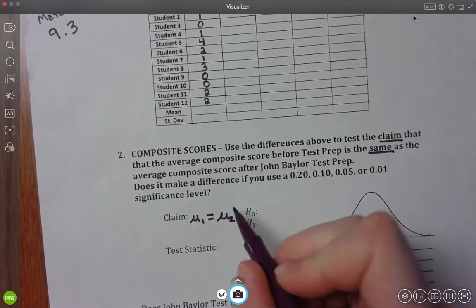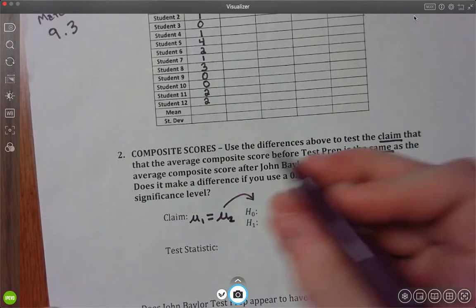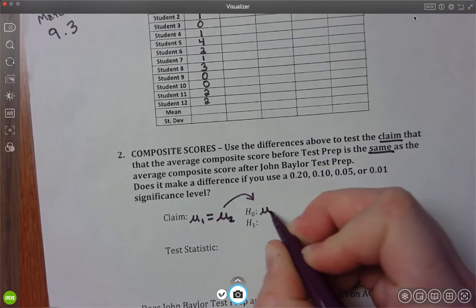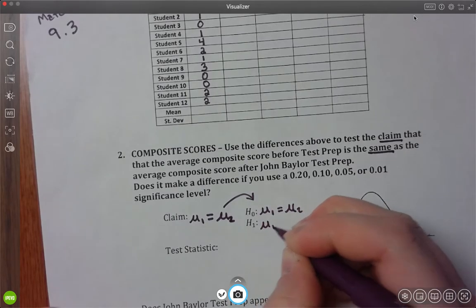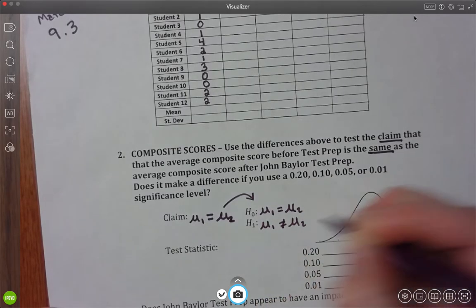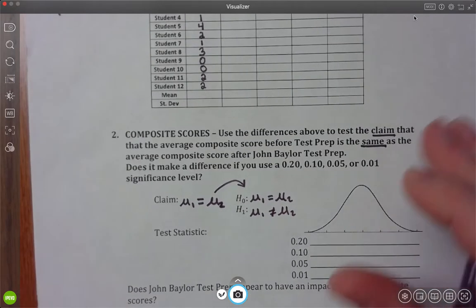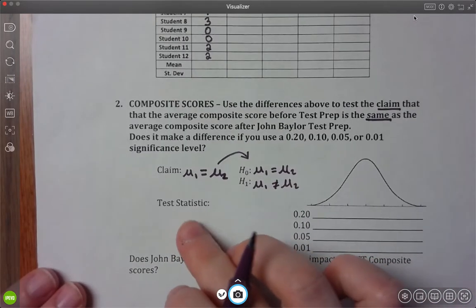And we're going to test to see if that's true. That's going to go with the null hypothesis. So mu1 is equal to mu2, and then the alternative, mu1 is not equal to mu2. All right, and we need to figure out what our test statistic is. So that's going to be here in just a minute.